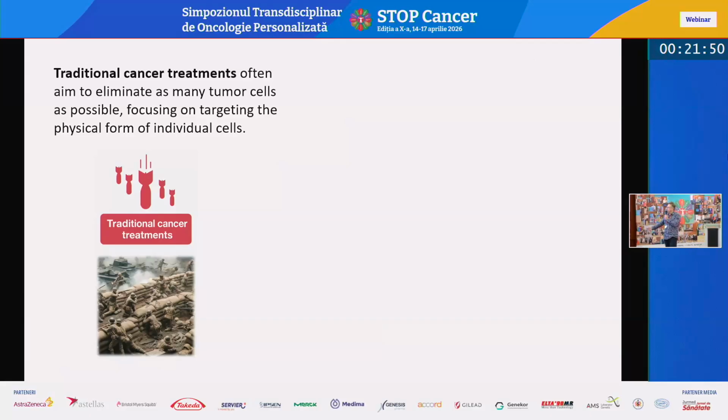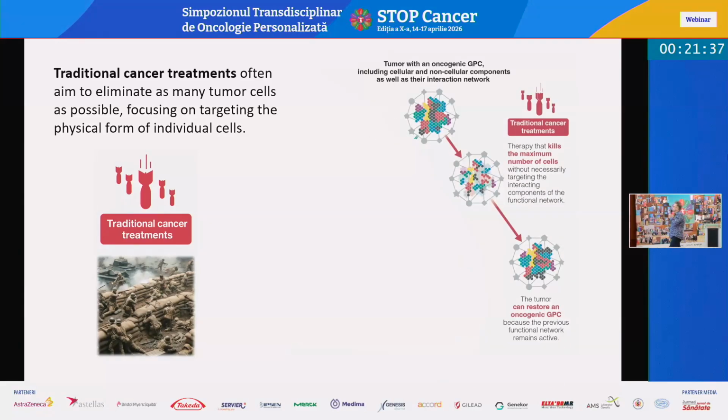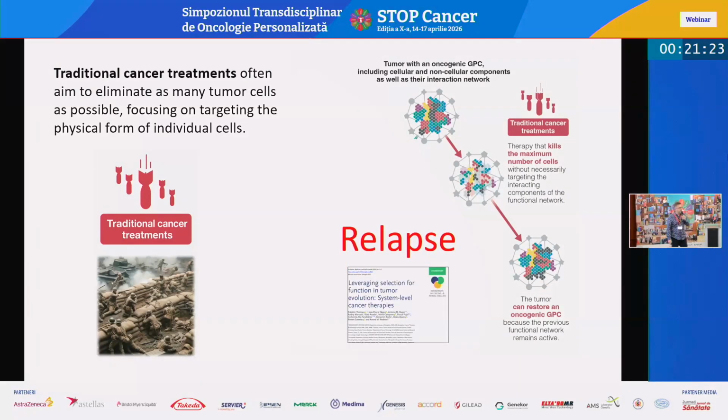So this is an illustration of what could be a traditional cancer treatment. As you know, we target directly or indirectly malignant cells, and we try to kill the maximum of them. And in fact, it's not really surprising, with such an approach that does not necessarily target the interacting components that are responsible for the functional network of the tumor, that the tumor quite often can restore an oncogenic GPC or select for a resistant one.